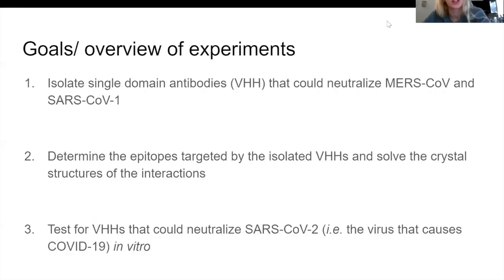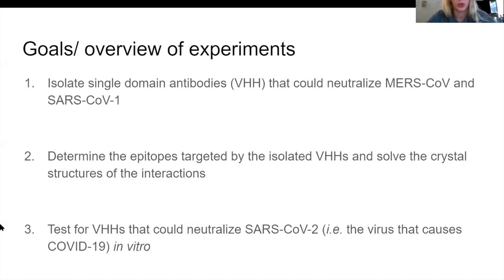So this experiment can be split up into three main goals, and that begins with the isolation of single domain antibodies that could potentially neutralize MERS-CoV and SARS-CoV-1 S proteins. Additionally, they wanted to map the epitopes targeted by these isolated antibodies and then solve the crystal structure of the interaction between the two. Finally, they wanted to test the isolated antibodies to see if they were capable of neutralizing SARS-CoV-2 as well. In other words, this is the virus that causes COVID-19.